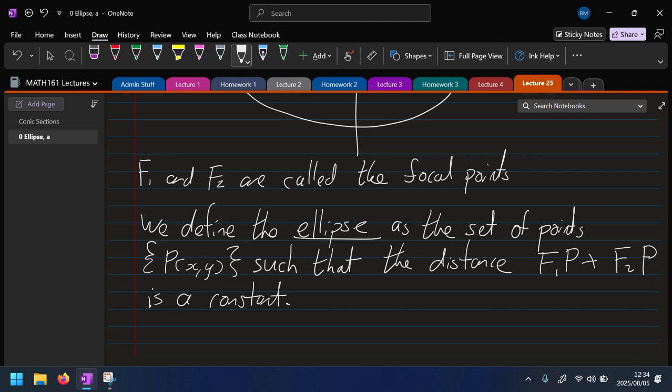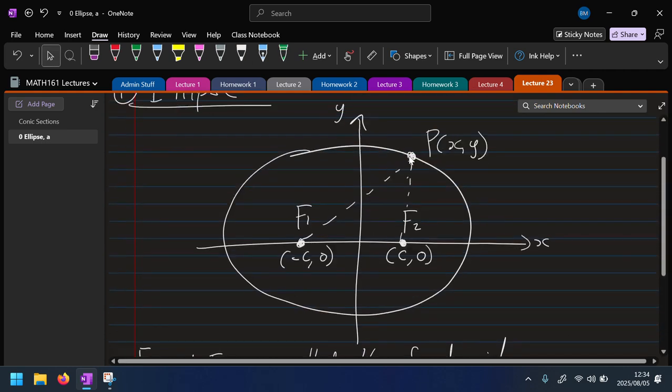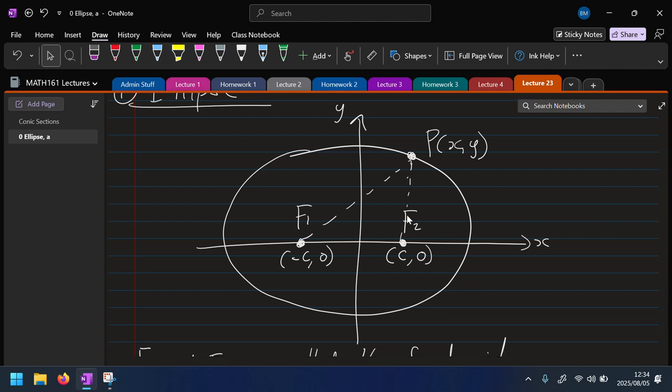Okay, some constant. So you change the constant, you change the size of the ellipse. Okay, so again, F1 to P, that length, plus this length over here, you add those two together, that must be fixed, some constant.